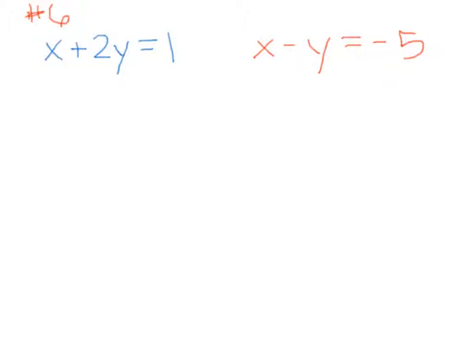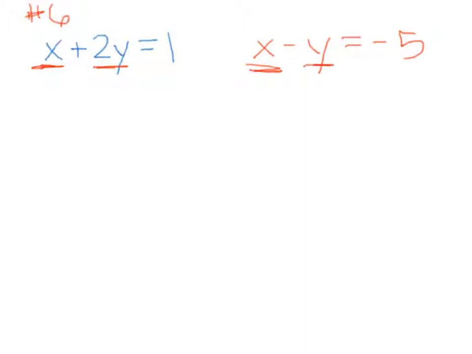All right, so now I'm going to do number 6 from your homework. So once again, I look at them and I say, oh, look, this is a positive x, that's a positive x. Those aren't going to cancel out when I add them. This is a 2y, this is a negative y. Those aren't going to cancel out when I add them.